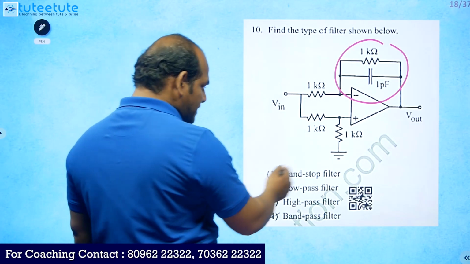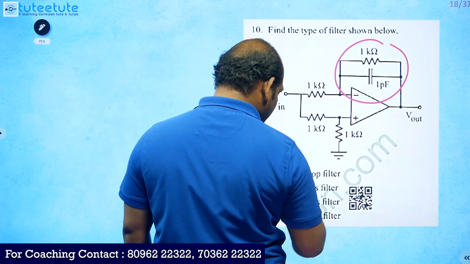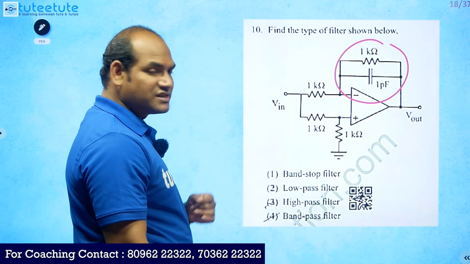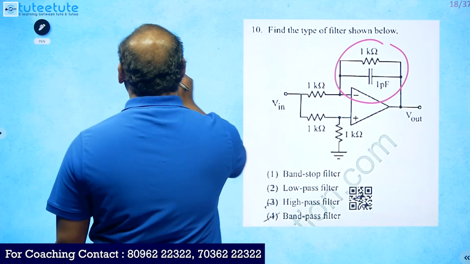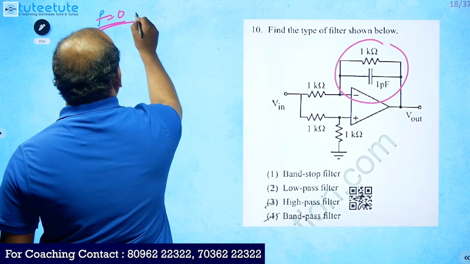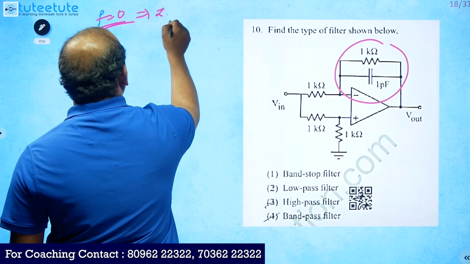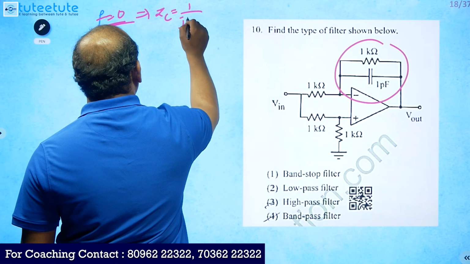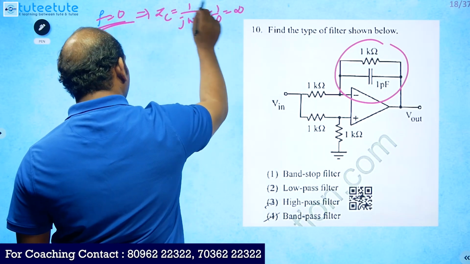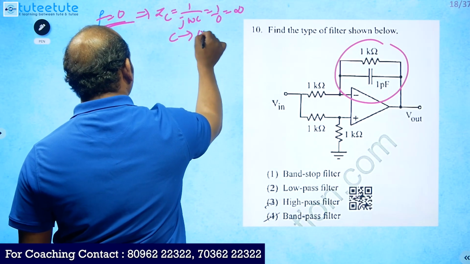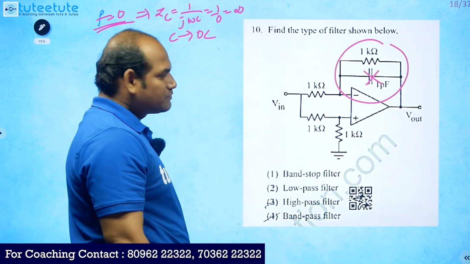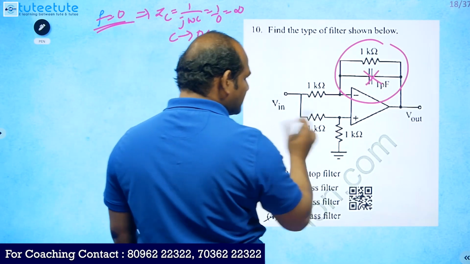The options are band stop filter, low pass filter, high pass filter, and band pass filter. So we need to check which filter this one is. For example, if you are working at frequency equal to 0, that means DC, then the impedance offered by the capacitor is equal to 1 by j omega c. So 1 by 0, that means infinity. So the impedance offered by the capacitor is infinity, which means the capacitor is open circuited. So for 0 frequency, it is open circuit, it is not existing. So we are working on that one.